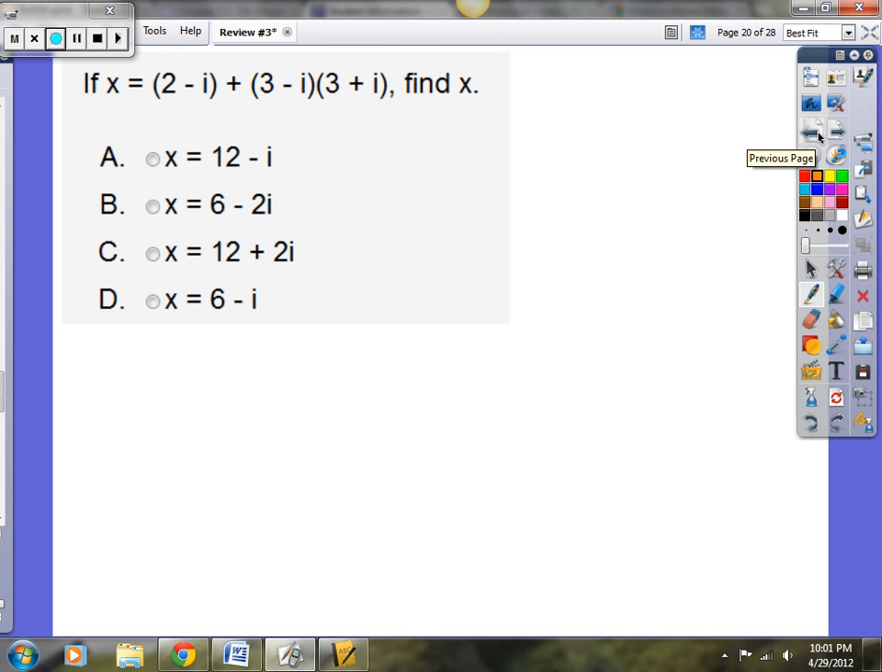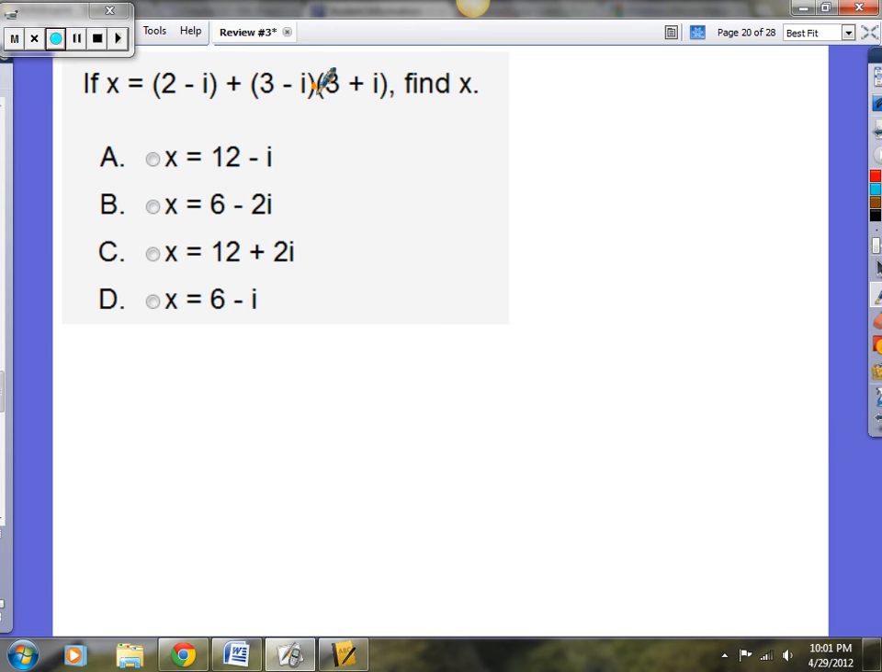It's the group 2 minus i plus the group 3 minus i times the group 3 plus i. You are going to do just the order of operations. Do your multiplication first. Distributive property. 3 times 3 is 9. 3 times i is 3i. Negative i times 3 is negative 3i. Negative i times i is negative i squared.